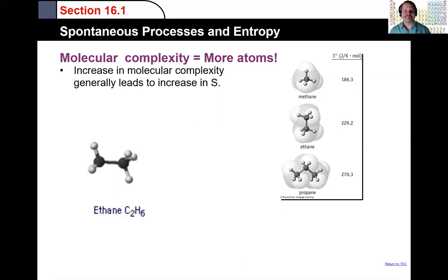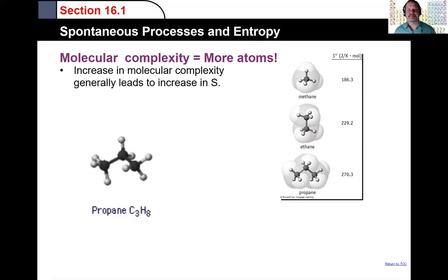We can see this trend by comparing 3 alkane molecules. The amount of motion for each molecule translates into entropy. The more motion overall, the greater the entropy.